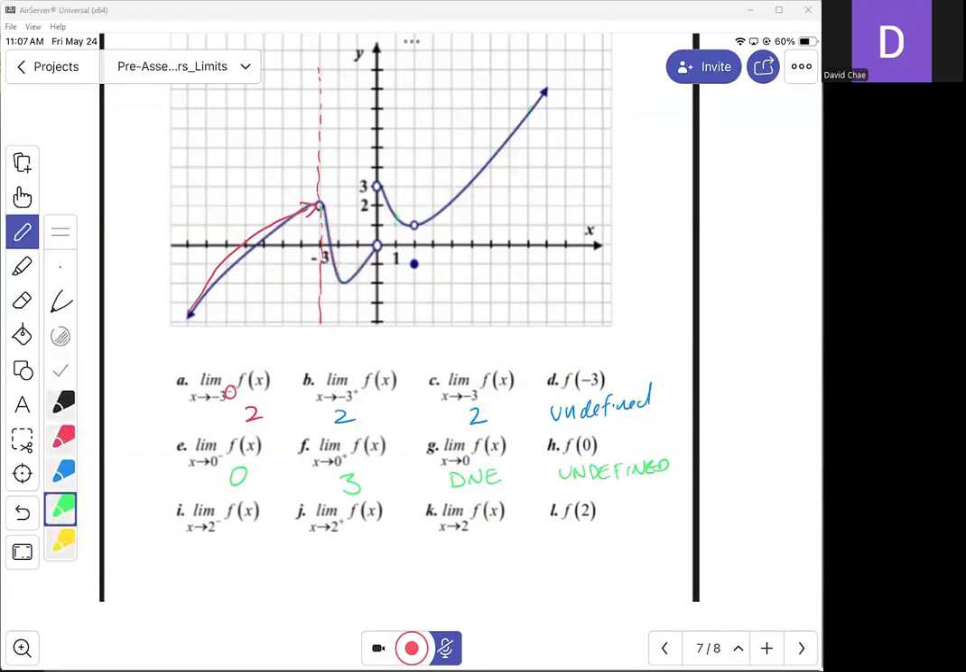Last one. Here's 2 right here. From the left, what's our limit? From the right, what's our limit? What's the limit as x approaches 2? What's f of 2? We good? You getting this? Feel confident?